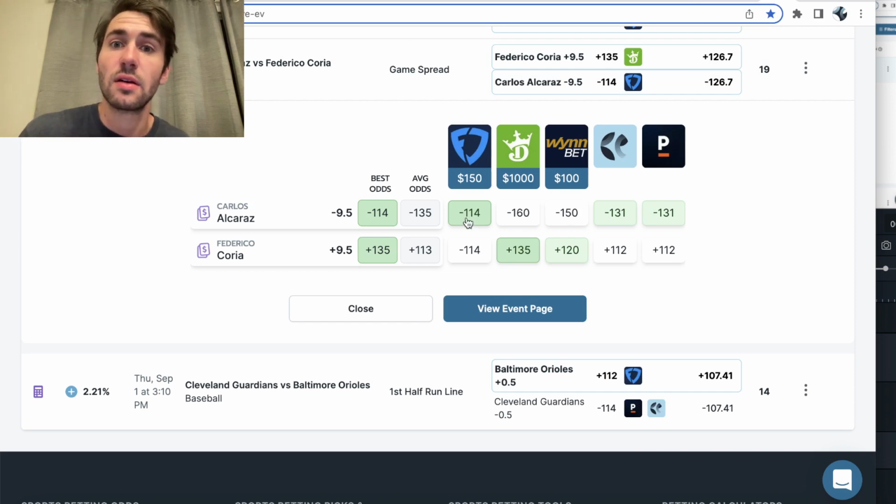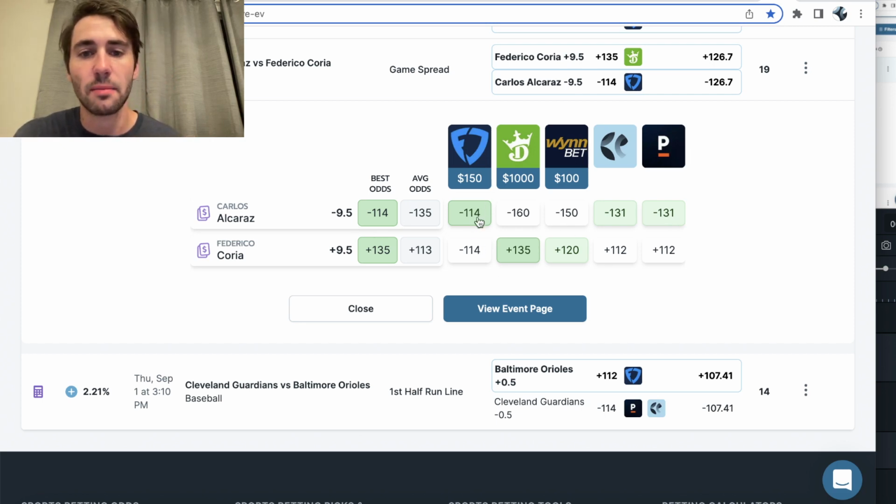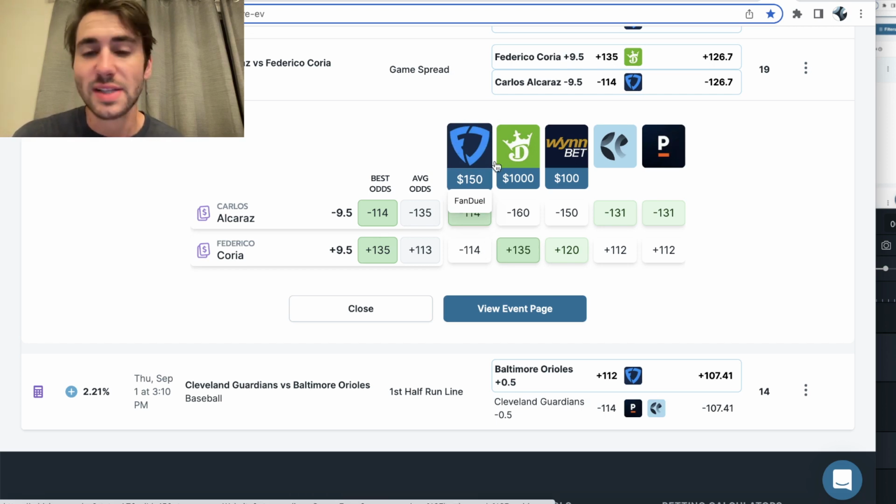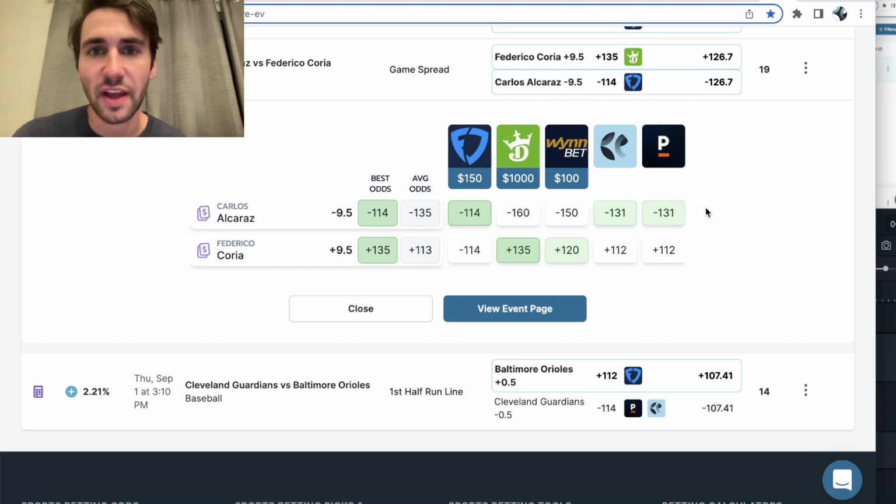DraftKings is pricing this at -160. WynnBET's pricing this at -150. And then you get Pinnacle, which is the sharpest sportsbook in the world, pricing this at -131. And they all have Carlos heavily favored because lines have been moving towards him. Now, FanDuel is giving you the same price on the -9.5 for Carlos, and then Federico +9.5 at -114 as well. So they're not juicing the market in either direction, whereas every sportsbook aside from FanDuel is.